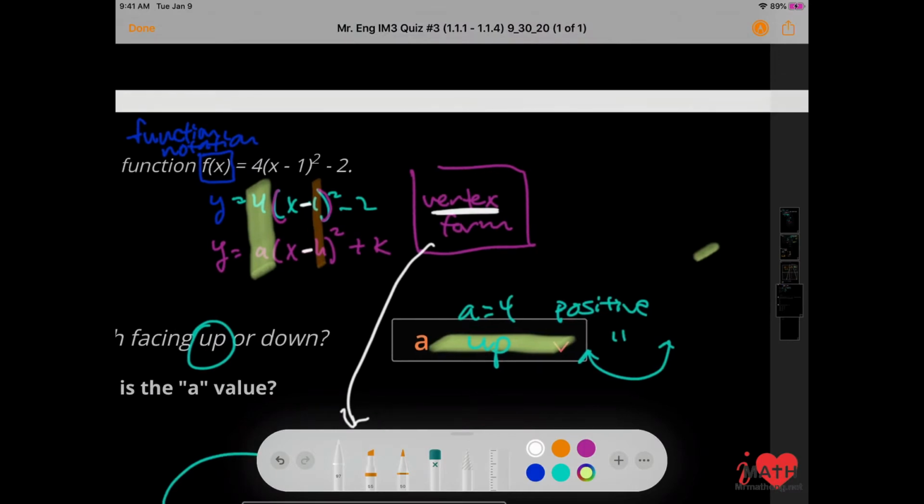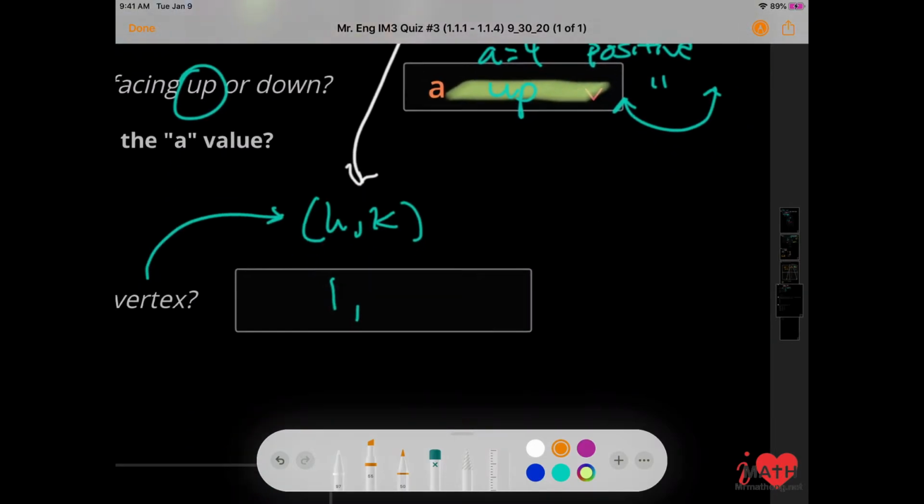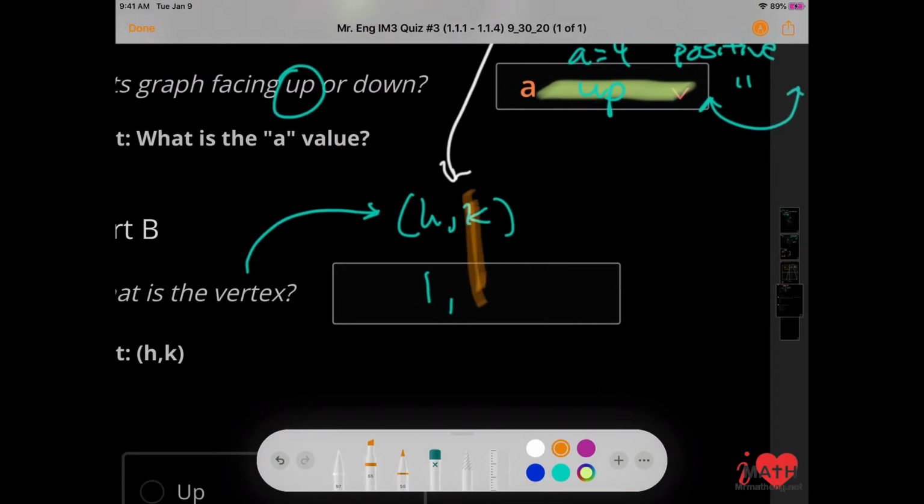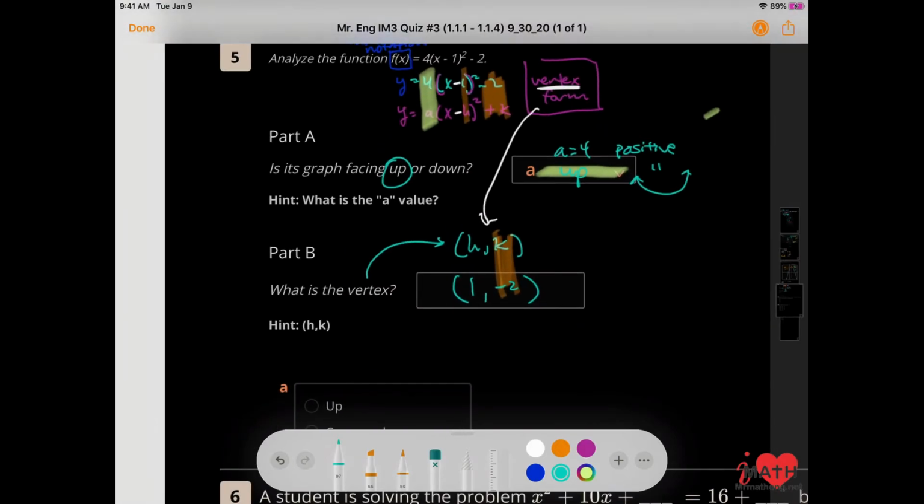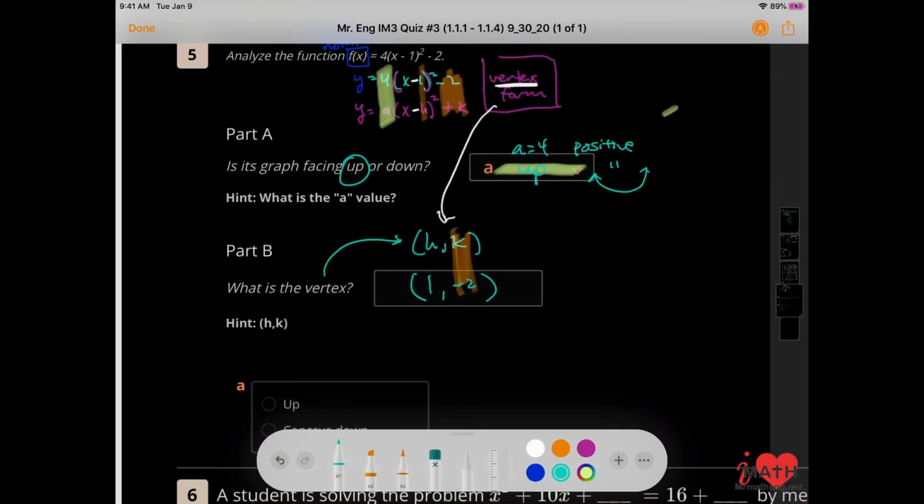All right, let's do the k value now. The k value is whatever's on the outside over here. So we just have a negative 2. So our k value is going to be a negative 2. 1 comma negative 2. Okay, that's the answer. And look over here. Oh, wow. You got a hint, right?